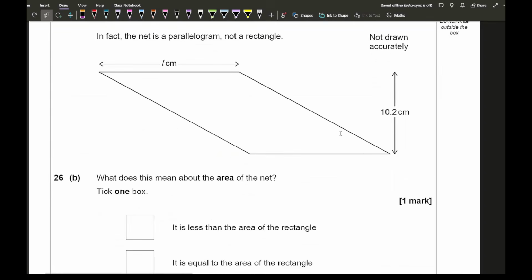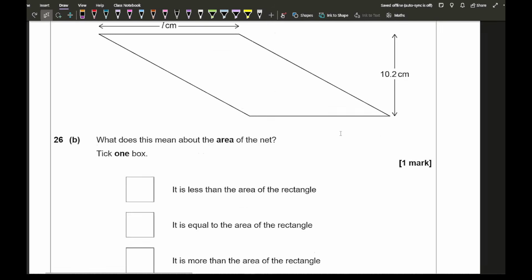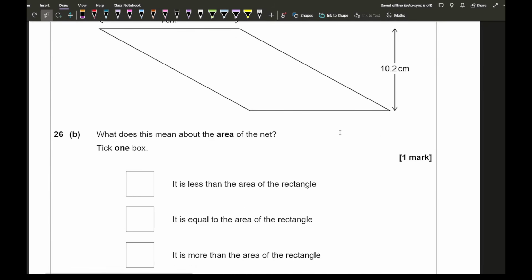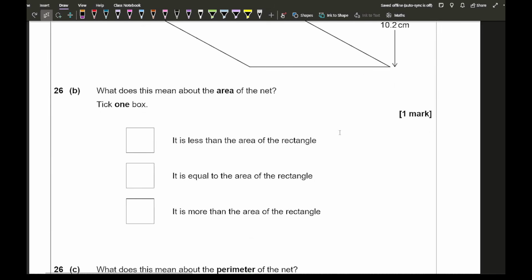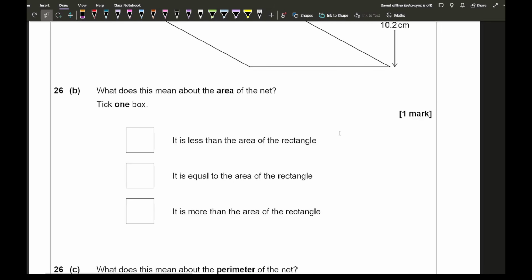Moving on to the next question, it says, in fact, the net is a parallelogram, not a rectangle. What does this mean about the area of the net? Is it less than the area of the rectangle, equal to the area of the rectangle, or more than the area of the rectangle? Now, the area of a parallelogram and the area of a rectangle is basically the same thing: the perpendicular height multiplied by the length. So the one that we need to tick is that they are equal.